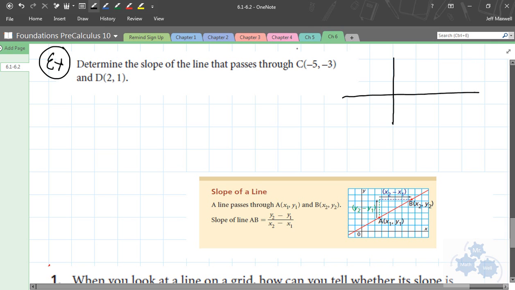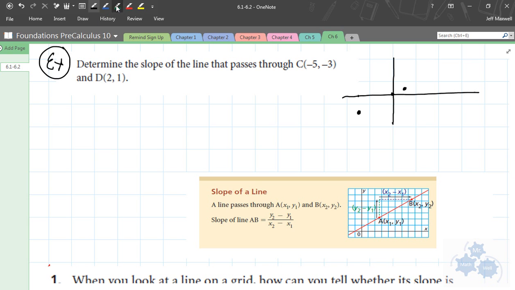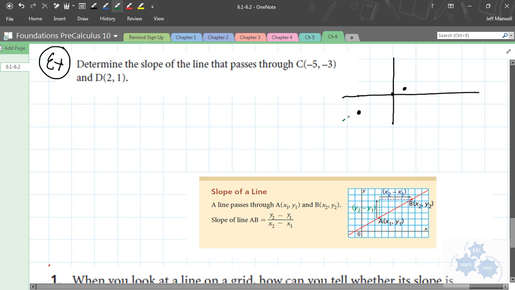So if you want to determine the slope, where's the first point? Well, that's negative 5 and negative 3. So it's going to be right around here. This second point is going to be 2 and 1. So first of all, what sign should this slope end up to be? Yes, positive. It's going up from left to right. So it should be a positive slope.